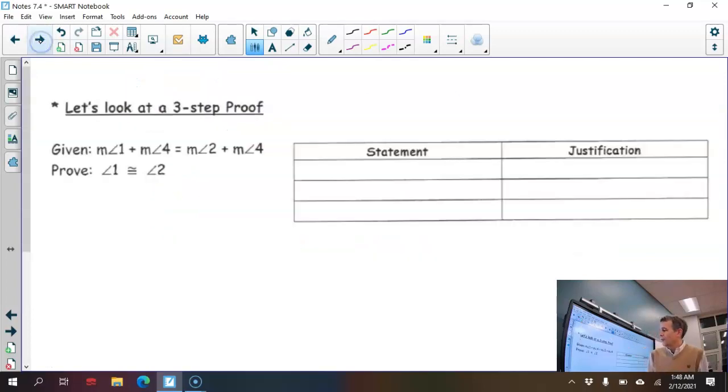All right, I've got two more. I know this is a relatively long one because I had to go over that reference sheet. I'll be done in a minute. All right, a three-step proof. So let's write the given in.